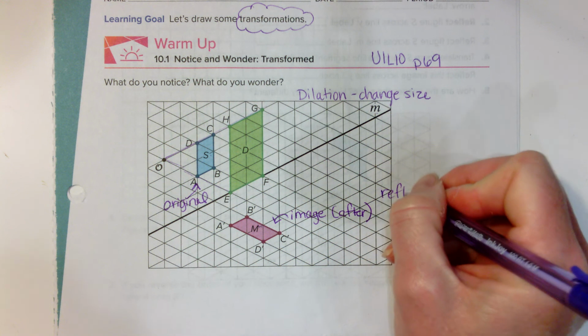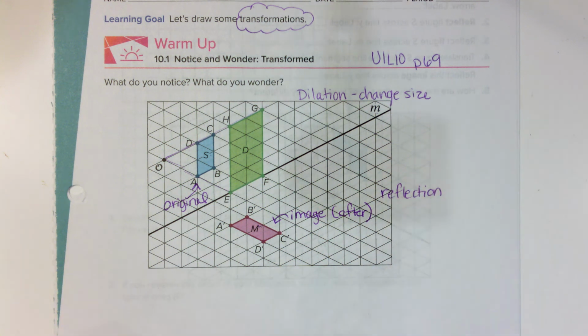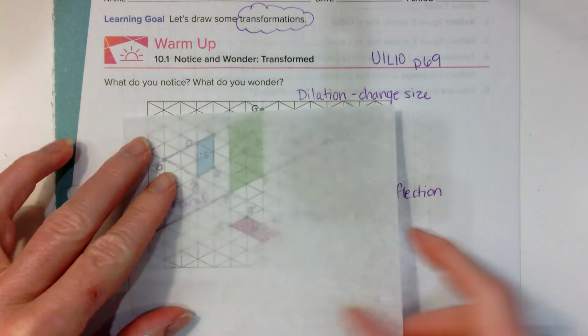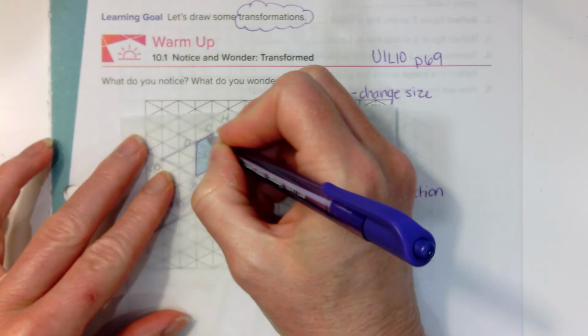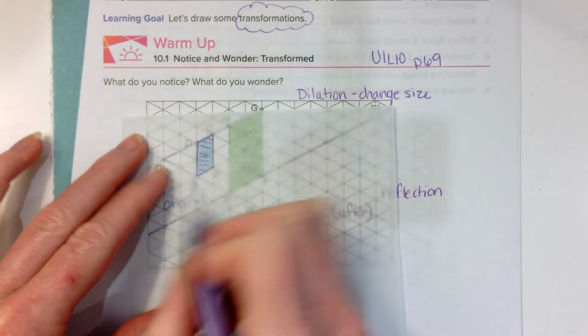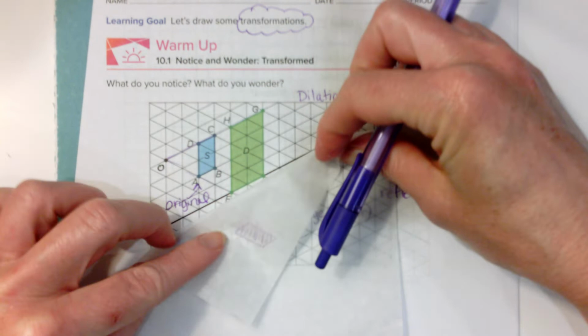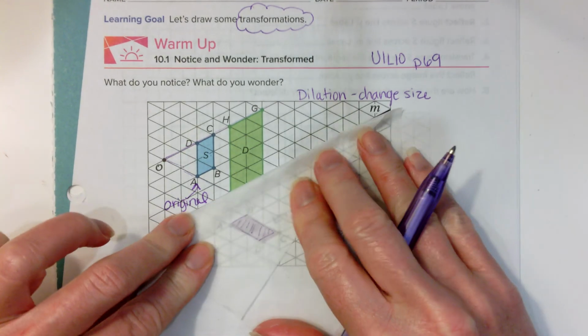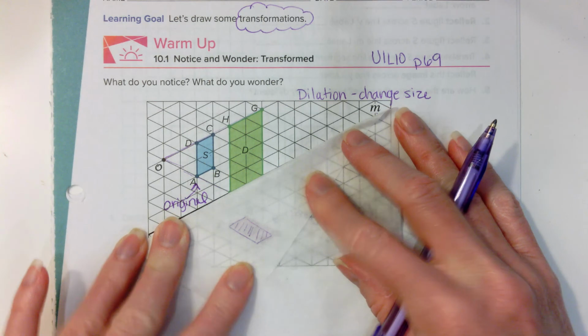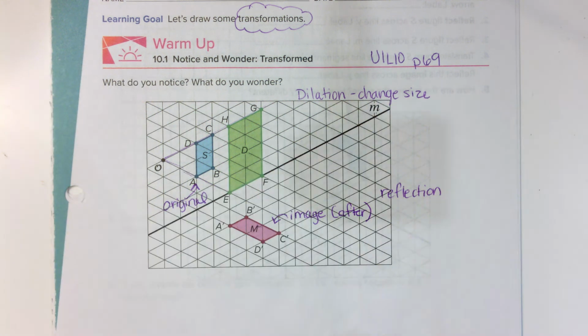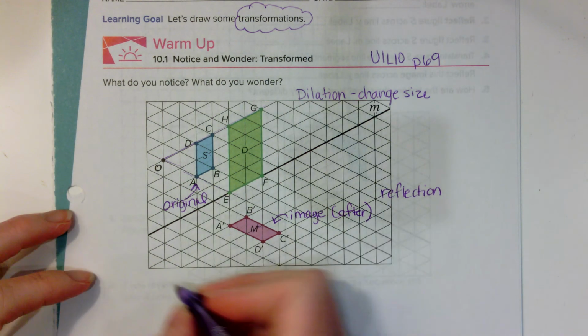So let's look at why this is a reflection. If you use your patty paper and you trace your blue figure S, your blue parallelogram, on your patty paper, and you fold your patty paper over line M, we'll see that it lines up perfectly on top of our other parallelogram. So it's a reflection over line M. Reflections are one of our rigid transformations. That means our size didn't change. So write this down on this page.